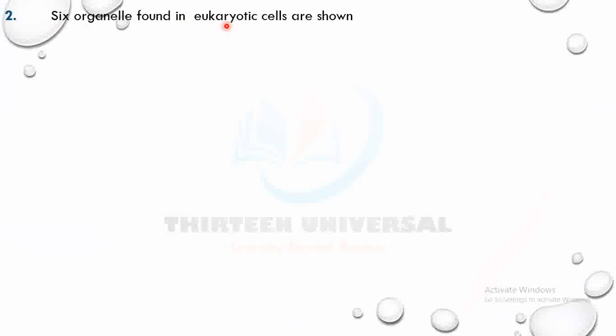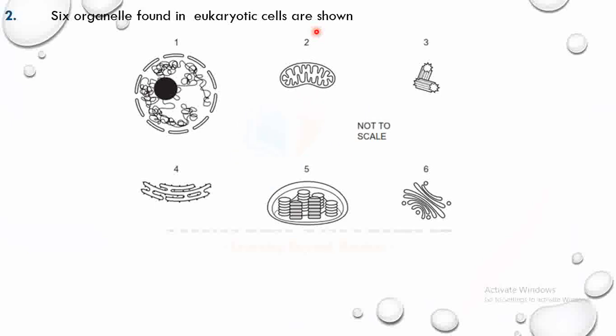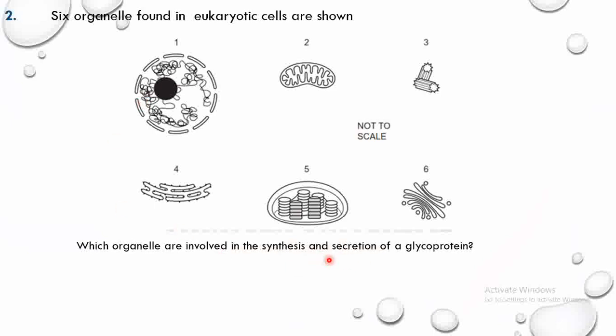Six organelles found in eukaryotic cells are shown. Where are they? Look at this. Organelles, cute organelles. They say: which organelles are involved in the synthesis and secretion of glycoprotein? These are the options. So what is the answer? Pause the video and try it.